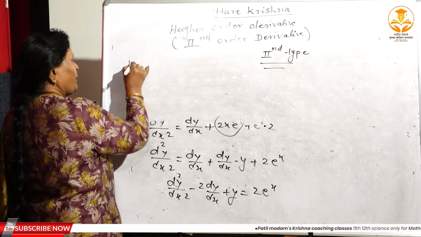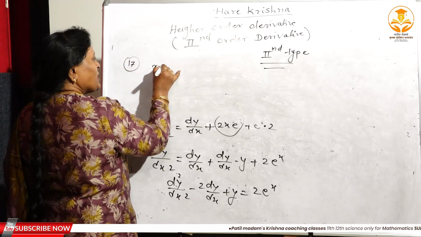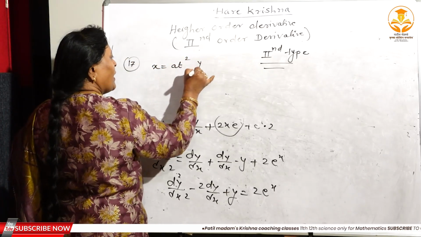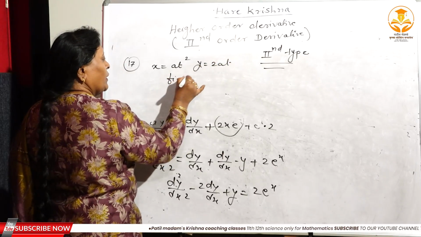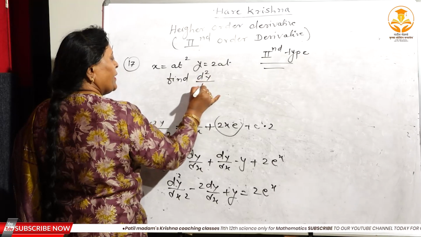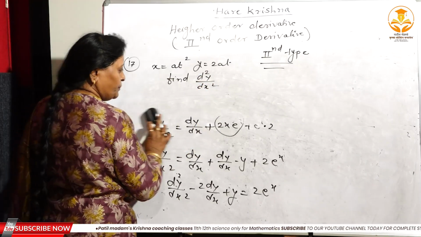See, suppose x is equal to at square and y is equal to twice at. Find d2y divided by dx square. Right?